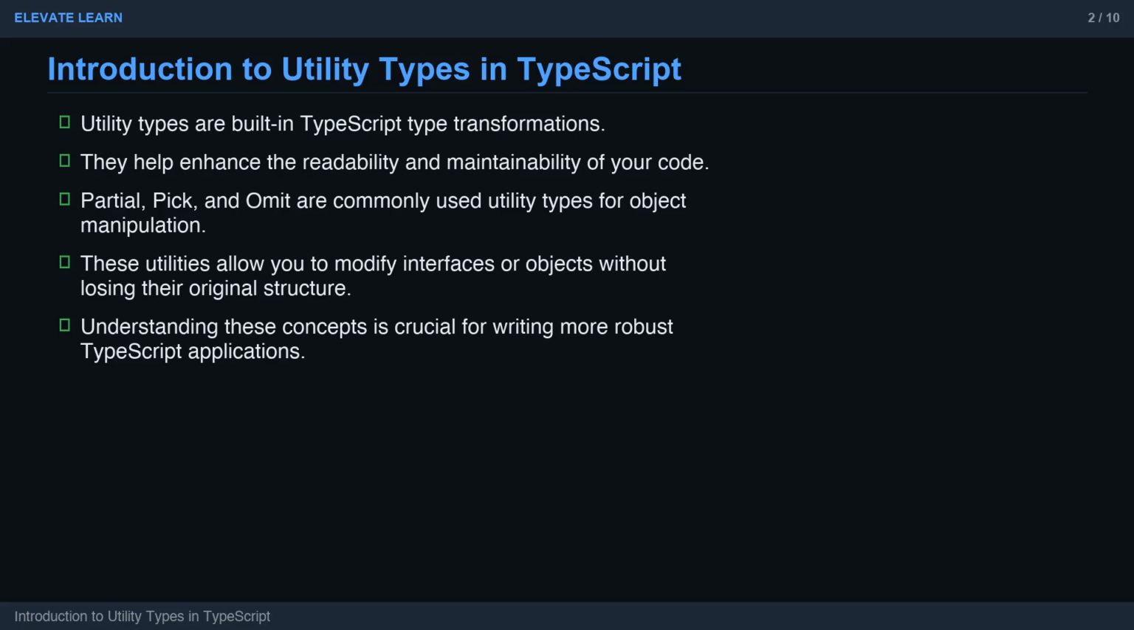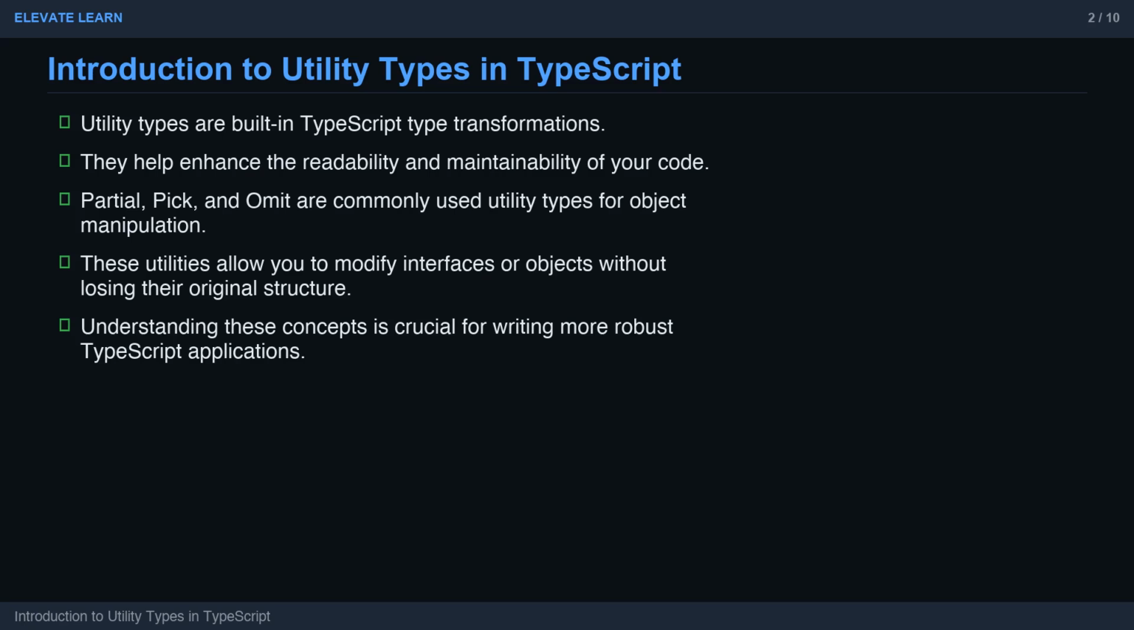Welcome to our exploration of utility types in TypeScript. These are powerful built-in transformations that can really elevate the quality of your code. Let's take a closer look at three commonly used ones: partial, pick, and omit. Imagine you have an object with many properties, and you want to make some optional. That's where partial comes in handy. It makes all properties optional.